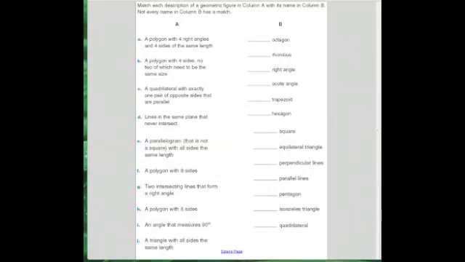Alright, 5M, let's start out with a warm-up. The directions here say to match each description of a geometric figure in column A with its name in column B. Not every name in column B has a match. Please be sure to use your resources. You have a lot in the classroom. Go ahead and pause now to do this.